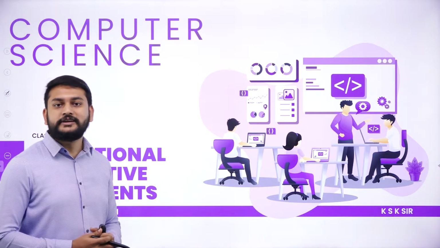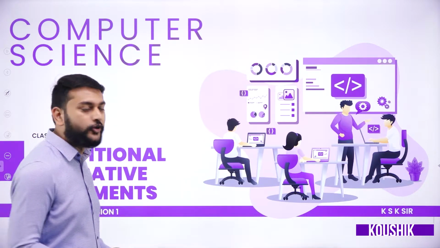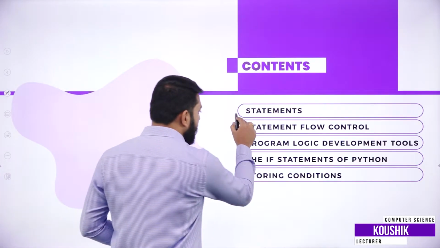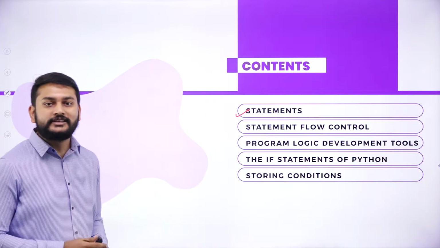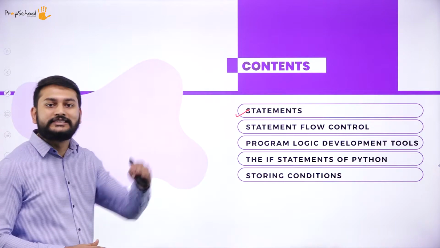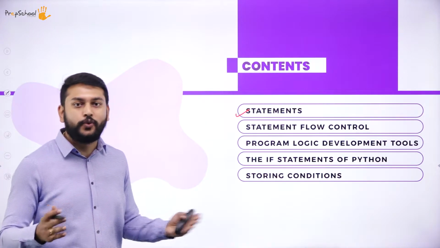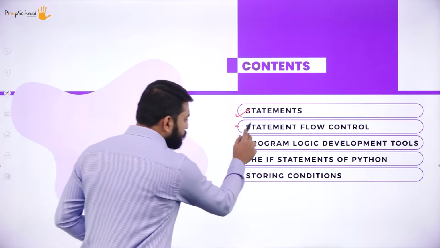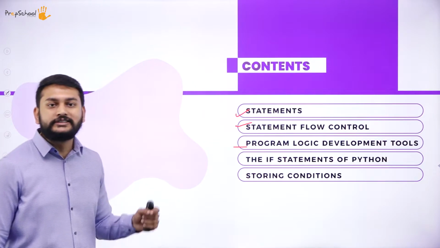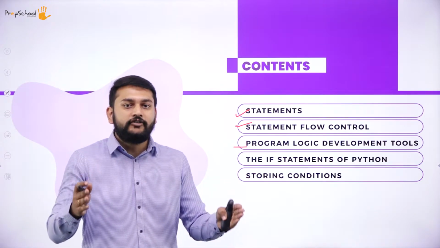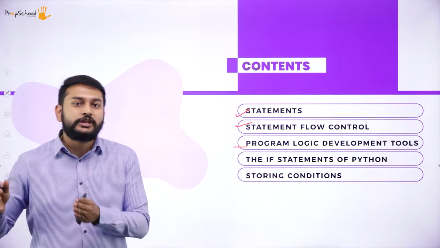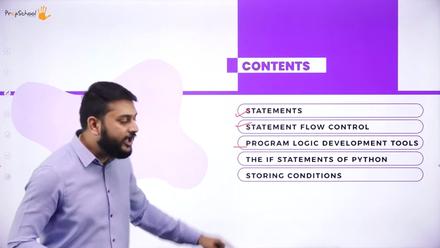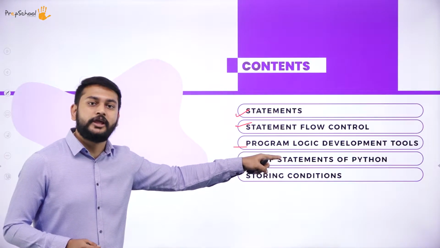So what will I be discussing in this session? Let's have a quick look. I'll be discussing different types of statements that we have. That is the first concept. And also I will be discussing statement flow control. How exactly the statements are executed is what we are trying to understand in statement flow control. The third one is program logic development tools. Suppose I want to develop a program, what are the supporting aids and tools that I have? That is what I will understand in this concept in brief.